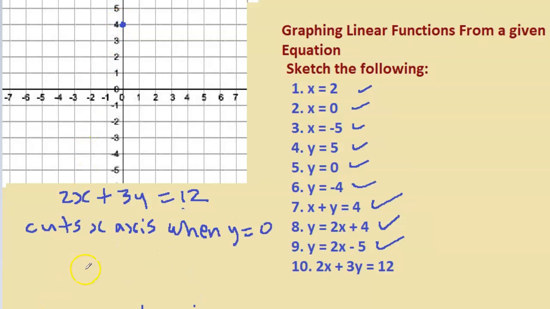And now we want to know where the graph cuts the x-axis. It cuts the x-axis when y is 0. When y is 0, what you have is 2x plus 3 times y. And y is 0, so 3 times 0 is 0. So it's just 2x on the left hand side and 12 on the right hand side. So you want to find the value of x. We divide both sides by 2. 2 into 2, that's 1. So 1x is equal to 12 divided by 2, which is 6. So this graph cuts the x-axis at 6.